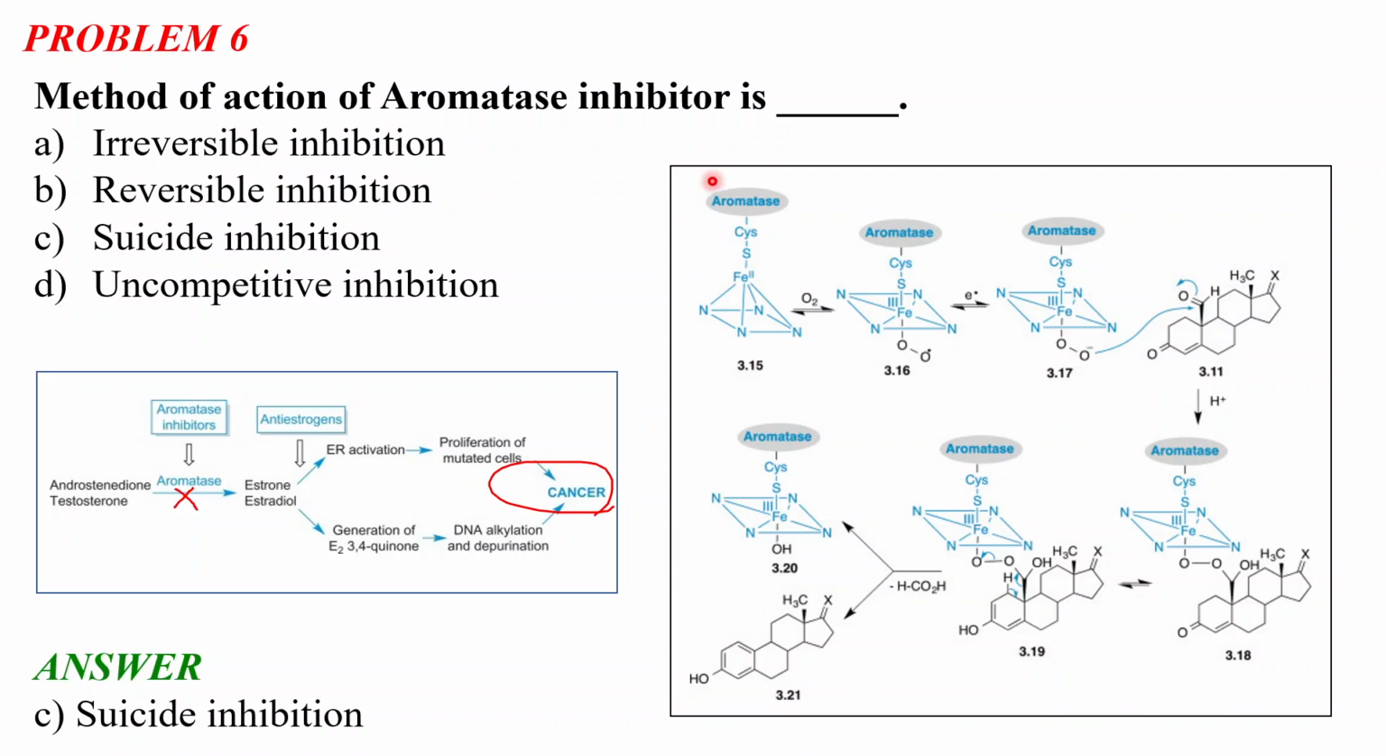I gave this cycle because you can be asked about this aromatase enzyme, like which metal ion is present in the active site. So you have to remember that iron 2 is present in the active site, and it is an iron porphyrin system. If you cannot remember the mechanism itself, it is okay, but if you can remember this particular structure, it is very good. Please remember the role of this aromatase enzyme, and that the method of action is suicide inhibition.